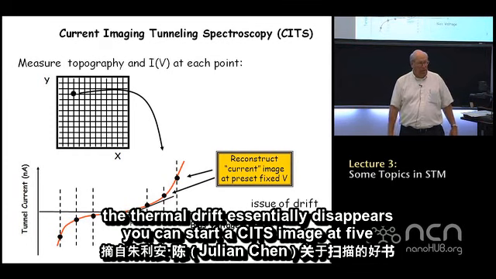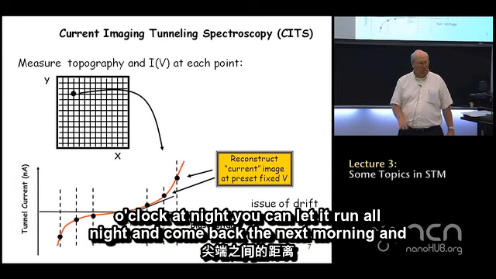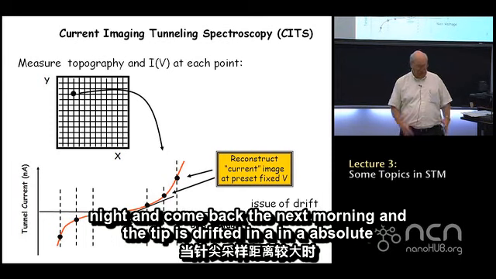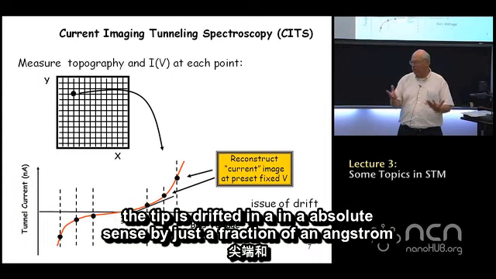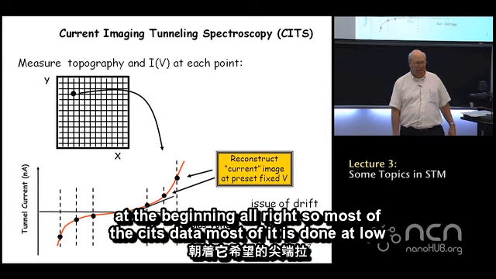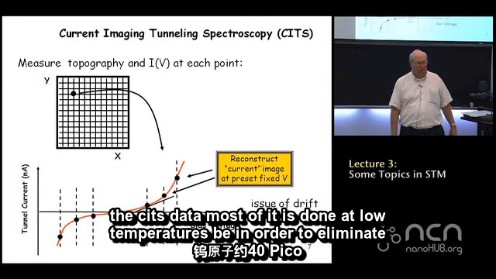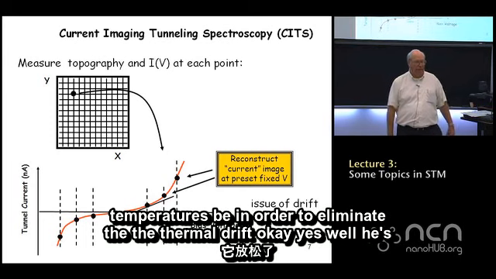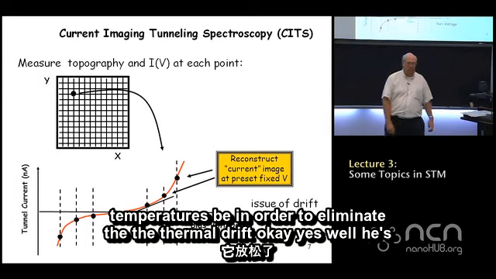You can start a CITS image at 5 o'clock at night, let it run all night, and come back the next morning, and the tip has drifted in an absolute sense by just a fraction of an angstrom from where it was at the beginning. So most of the CITS data is done at low temperatures in order to eliminate the thermal drift. Okay, yes? Can I ask a question?